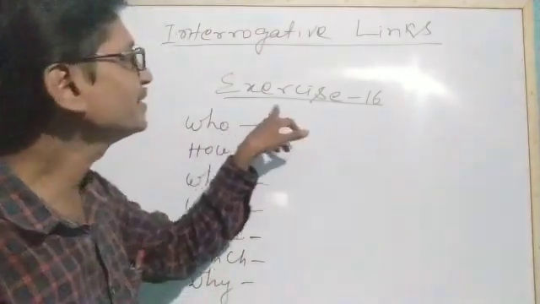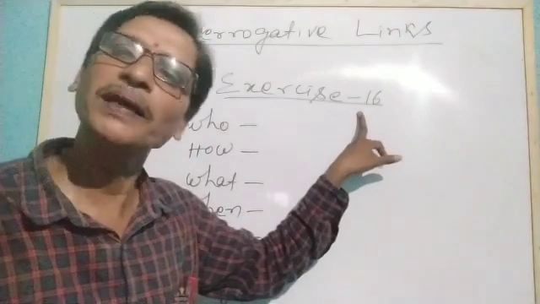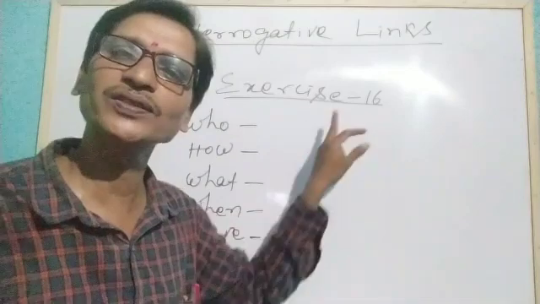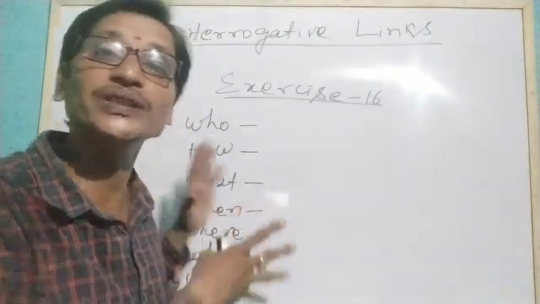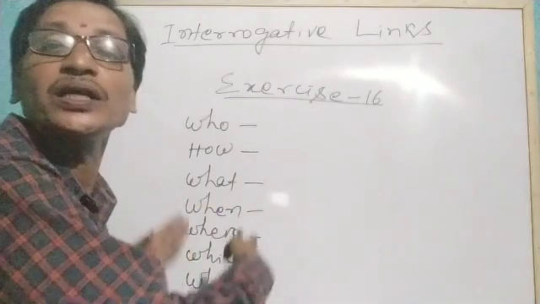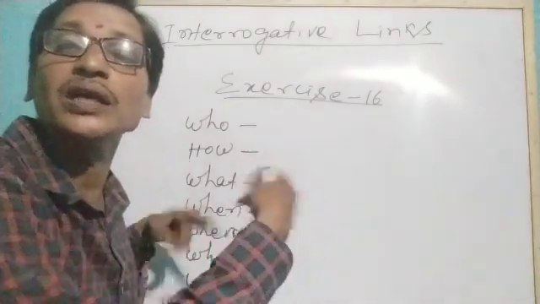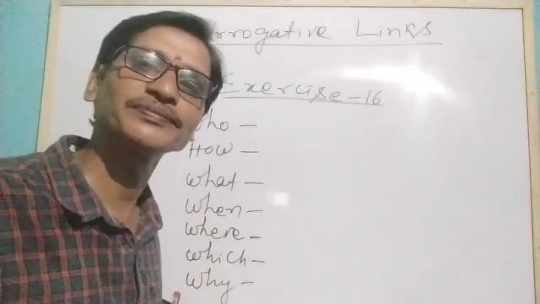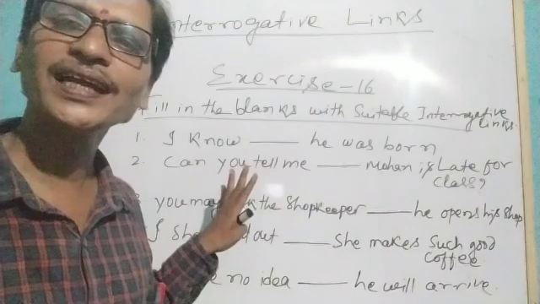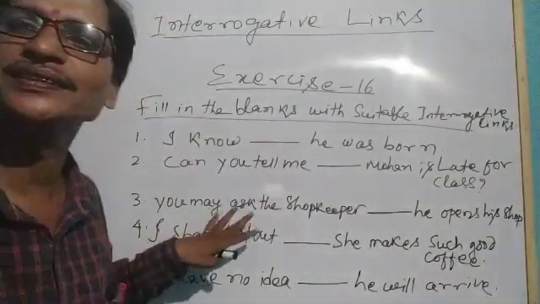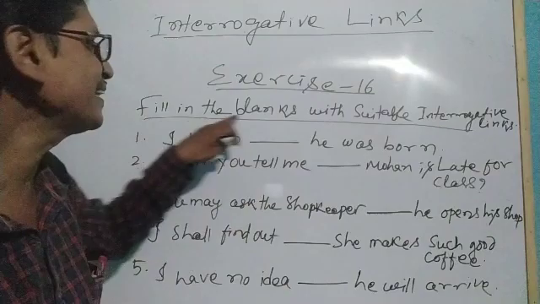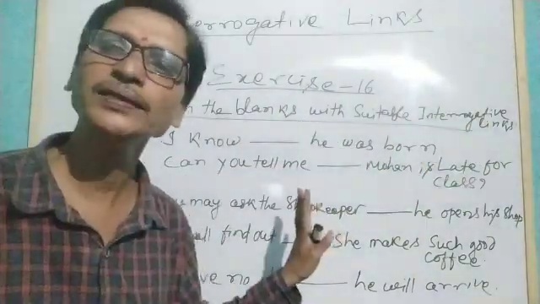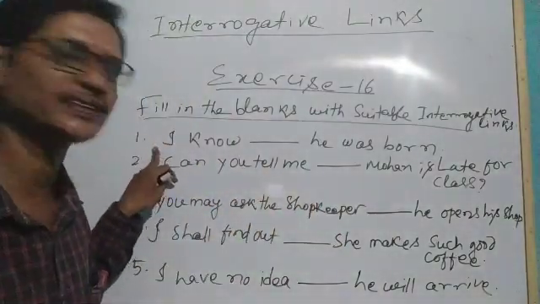Today, we will discuss exercise 16 for better understanding. Let's concentrate and understand how we are using these interrogative words as links, so that we can say they are interrogative links. Let's understand from these statements how we can fill in the blanks with suitable interrogative links. So now let's read the first sentence.